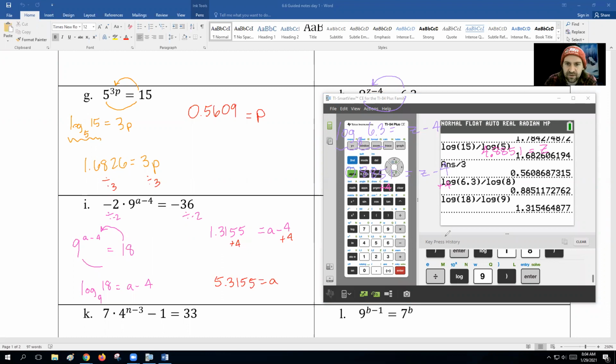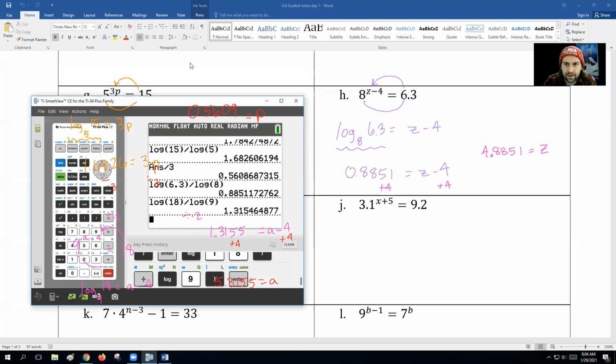Why don't you pause the video, see if you can do the next one on your own. Can you do J on your own? All right, let's see if you did this right. There's nothing being added or subtracted to it. We just have to loop and swoop with these decimals here. So this would be log base 3.1 of 9.2 is equal to x plus 5.